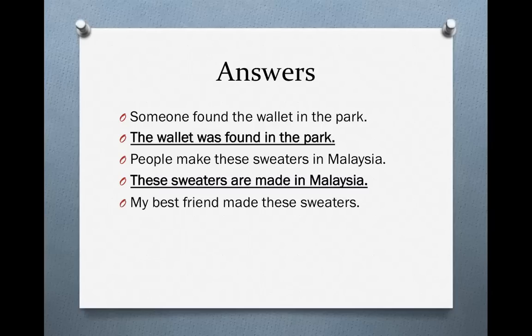Next sentence. People make these sweaters in Malaysia. These sweaters are made in Malaysia. Who makes the sweaters? People. Who are people? I don't know, Malaysians. Does it matter? No. We might know who does it, but it's not important information. If the sweaters are made in Malaysia, obviously they are made by Malaysians. But we don't need that information. It's not important. The sweater is the important thing, not who makes it.